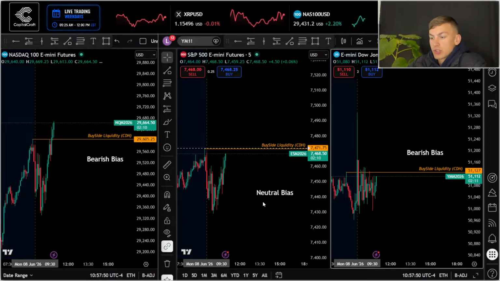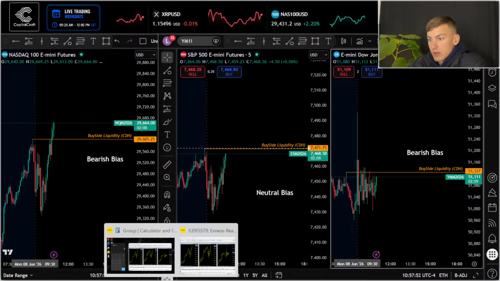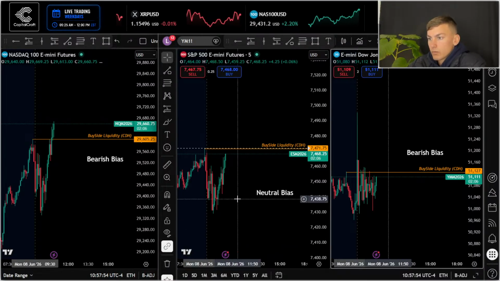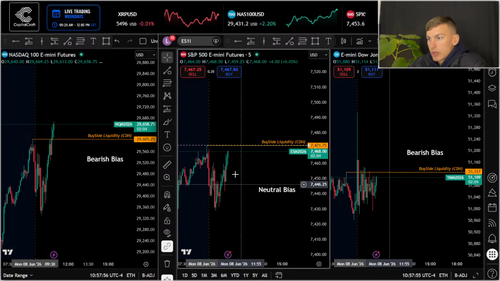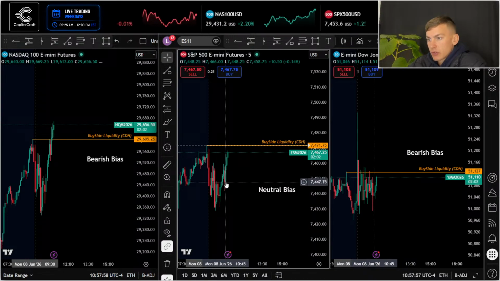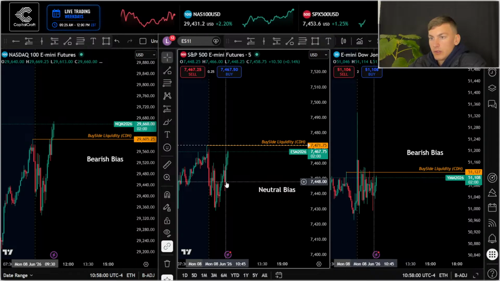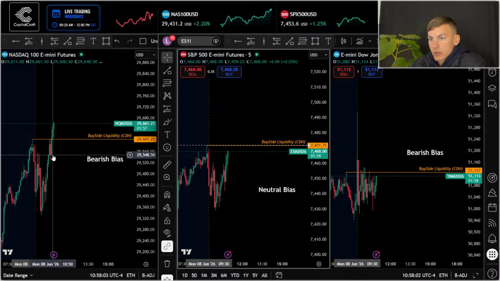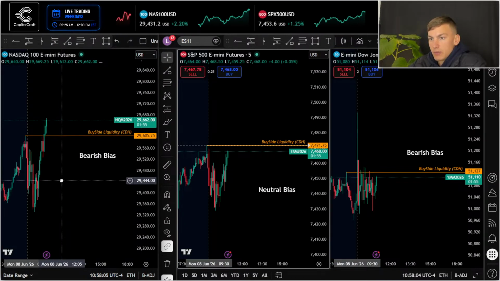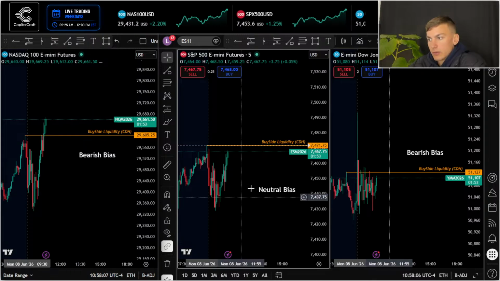Now, the last thing we're going to do is chase price. Alright, we're not looking to do that. I was really hoping we could see a return and a close below the specific point here on the S&P, as well as the specific point on the Nasdaq, but it just doesn't look like we're going to be able to get that today.